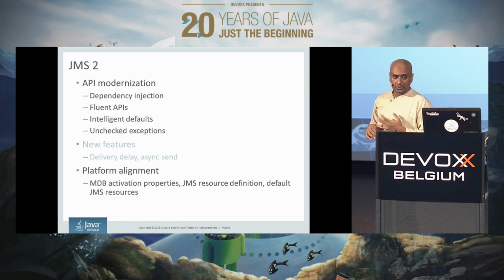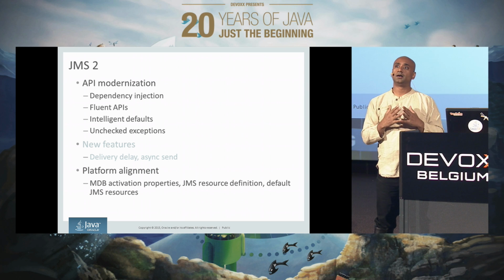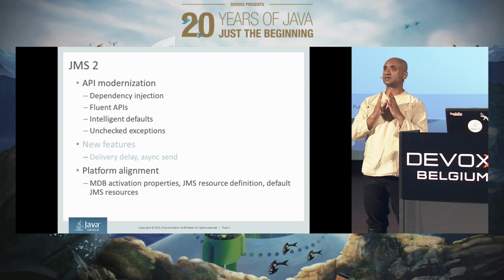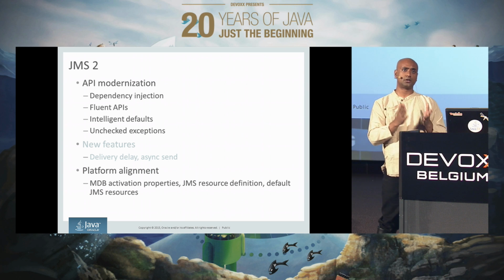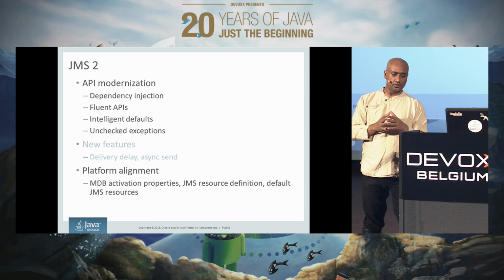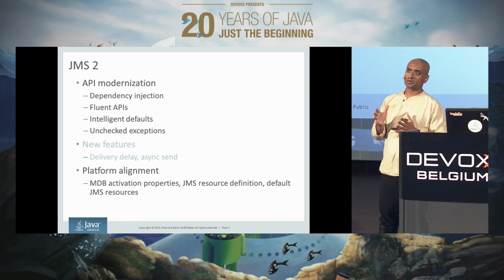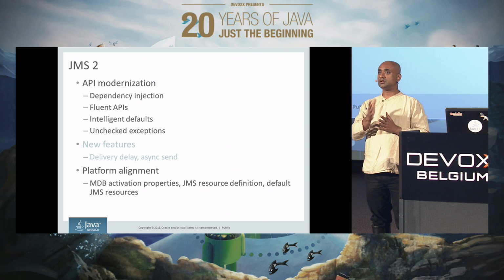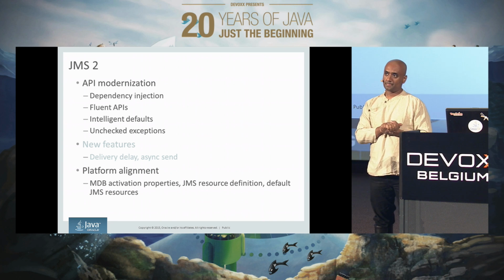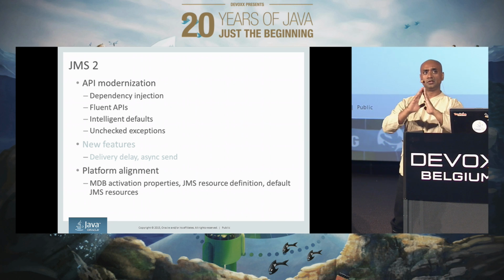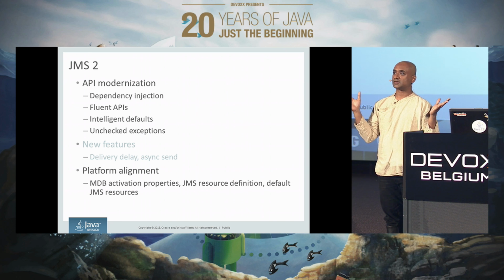So what exactly is in JMS 2.0? The big change in JMS 2.0, as I said, is really about API modernization. The JMS API has not been updated for quite a long time. The last time it was updated was in the J2EE 1.4 era. So as you can imagine, that's a huge time lag for this successful, still widely used API.